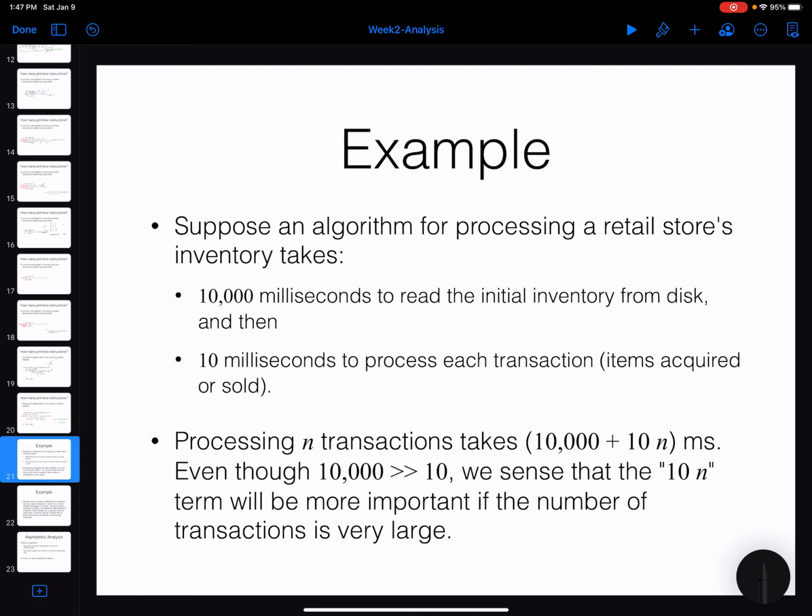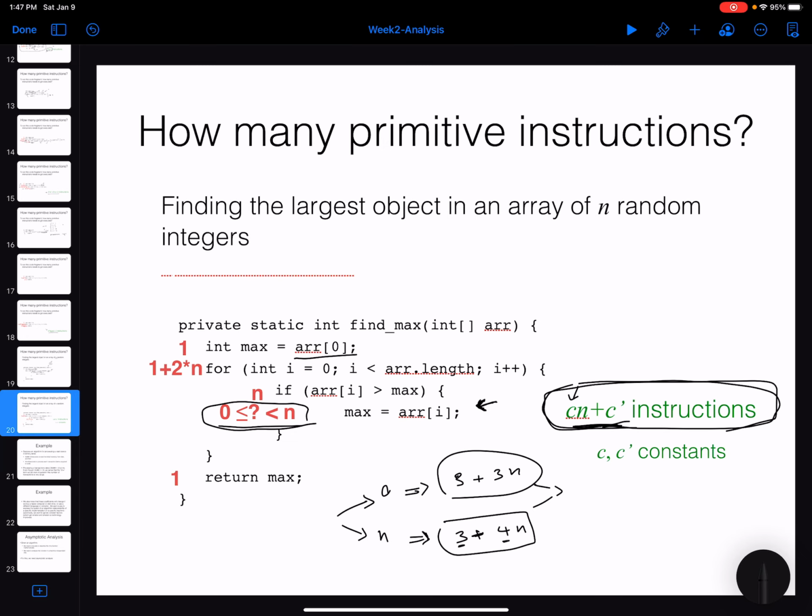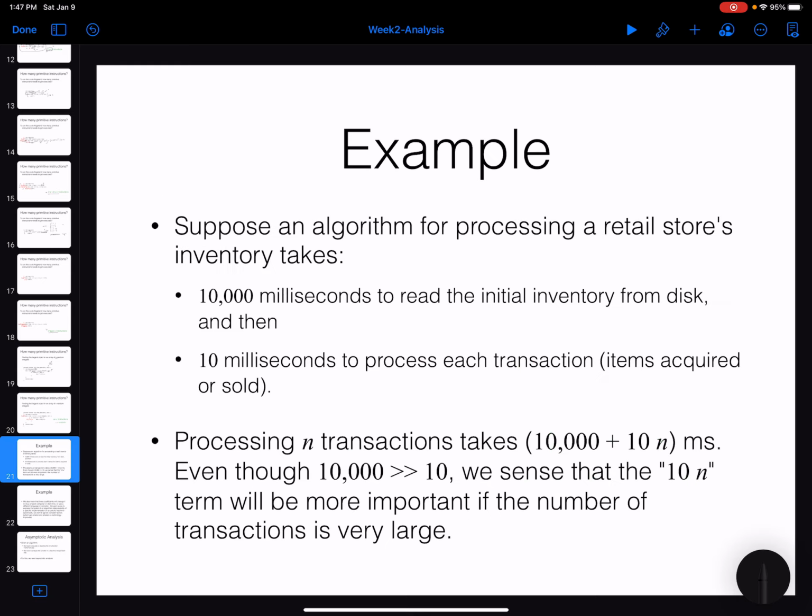So let me show you why those coefficients are not really important. What is important is that, for example, this function is a linear function. But it is completely different than something like this. Okay, this is going to be quadratic, this is linear. Let me show you the example.